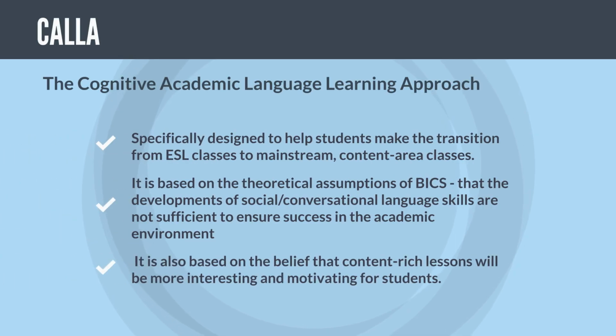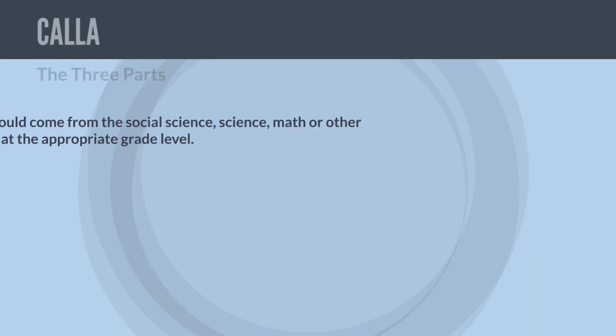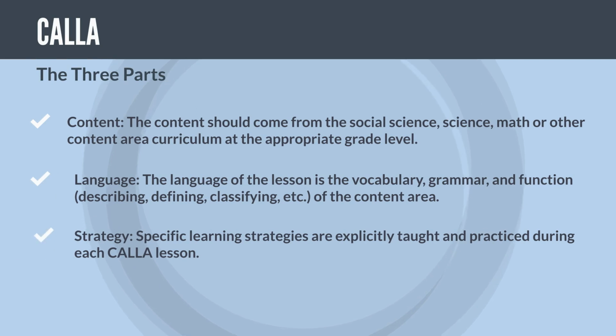CALLA, the Cognitive Academic Language Learning Approach, is specifically designed to help students make the transition from ESL classes to mainstream, content area classes. It is based on the theoretical assumptions of BICS, that the development of social conversational language skills is not sufficient to ensure success in the academic environment. It is also based on the belief that content-rich lessons will be more interesting and motivating for students. CALLA lessons have 3 parts.